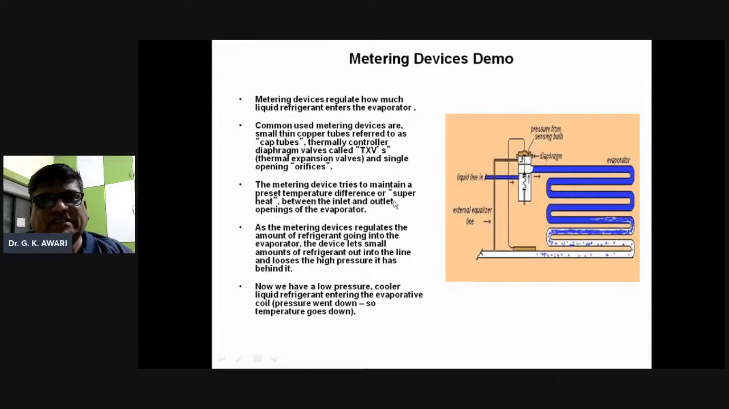The metering device tries to maintain a preset temperature difference, or superheat, between the inlet and outlet openings of the evaporator. As the device regulates the amount of refrigerant going into the evaporator, it lets a small amount of refrigerant out into the line and loses the high pressure it has behind it. So now we have a low pressure, cooler liquid refrigerant entering the evaporator coil. So the temperature goes down.